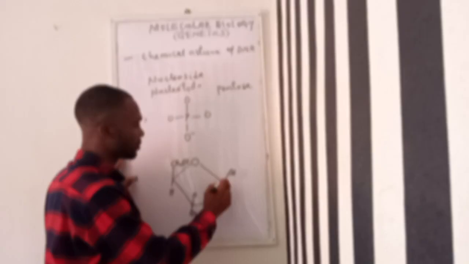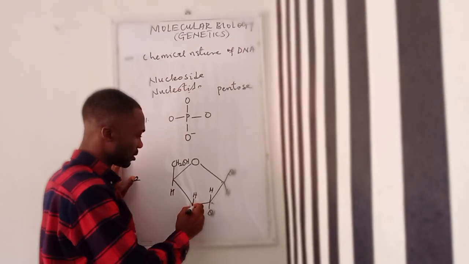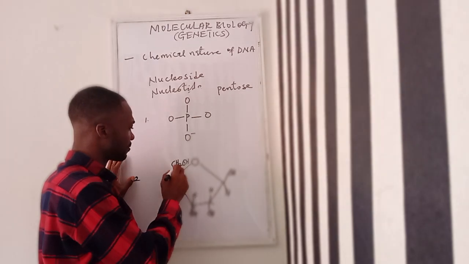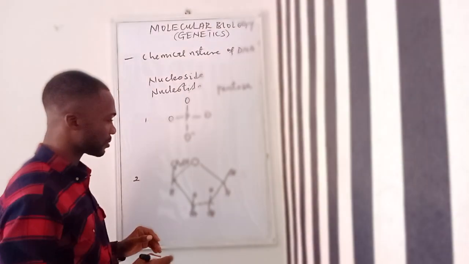So let's number them. This is 1 carbon atom, this is 2, this is 3, this is 4, this is 5. So you can see 5 carbon atoms. So this is the general structure for the sugar.